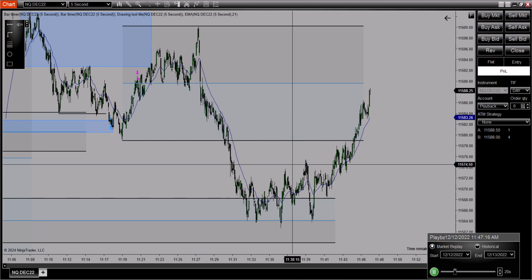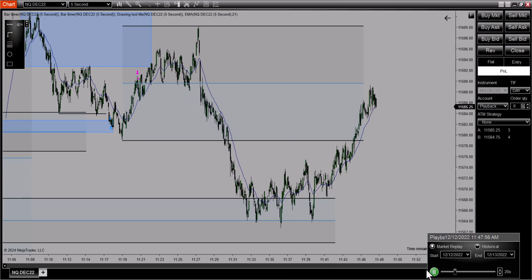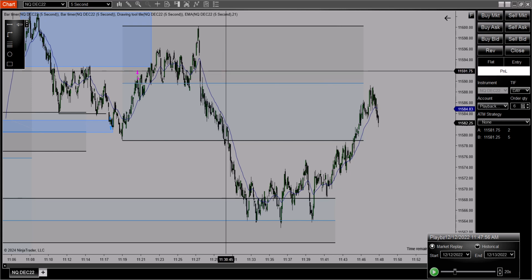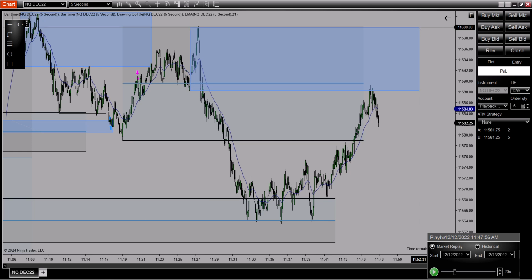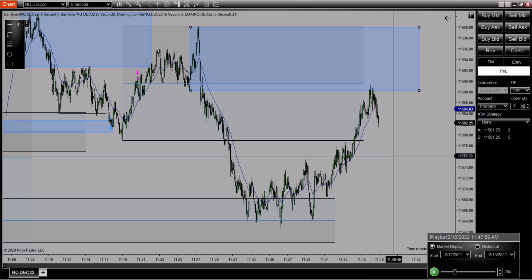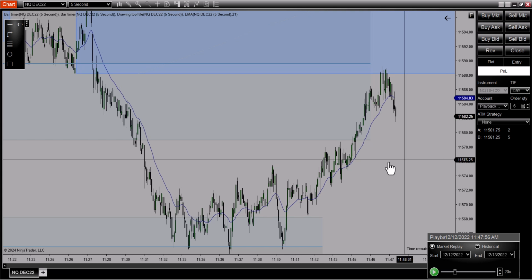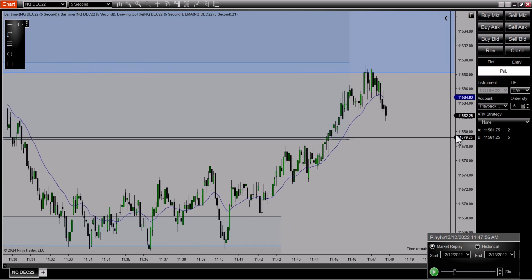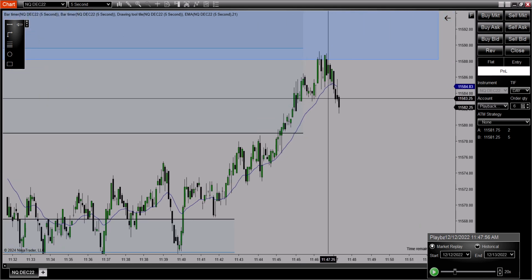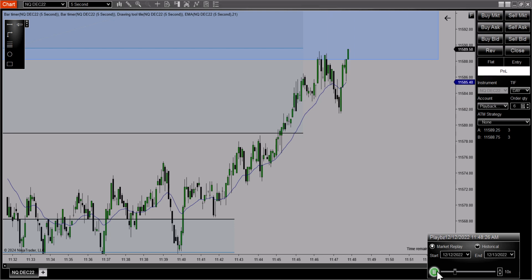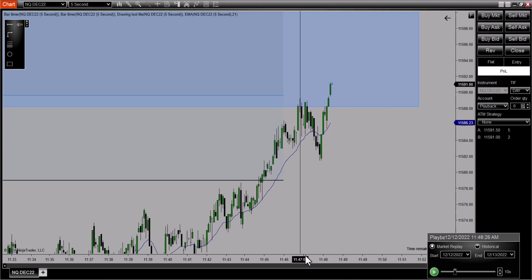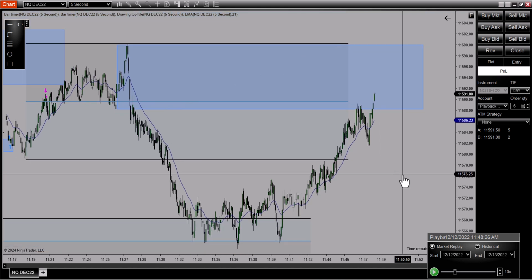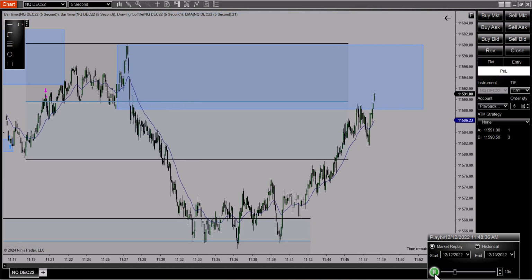Let's see, we swept all these highs, but I'm not too confident of taking this from here. I'm not confident with taking the short from here. Not yet. I need to see a confirmation. It looks like we have a flip right here. And then it's not a valid flip anyway. So I don't like to take flips. I like to fade them.